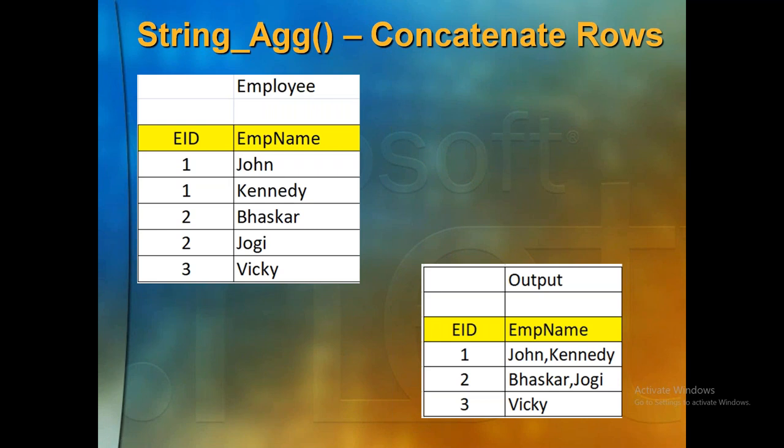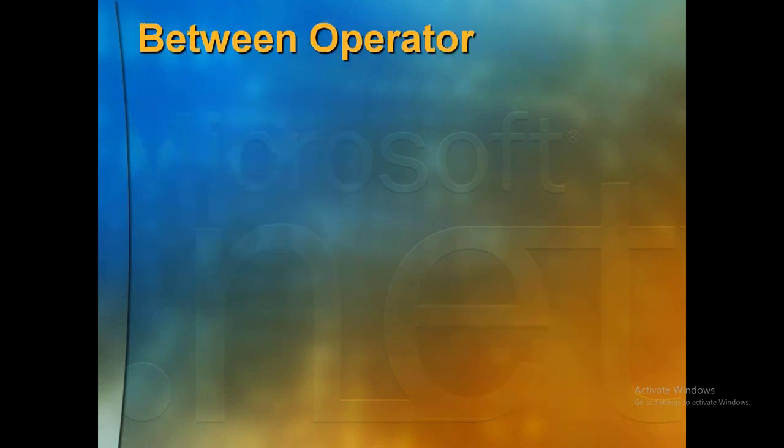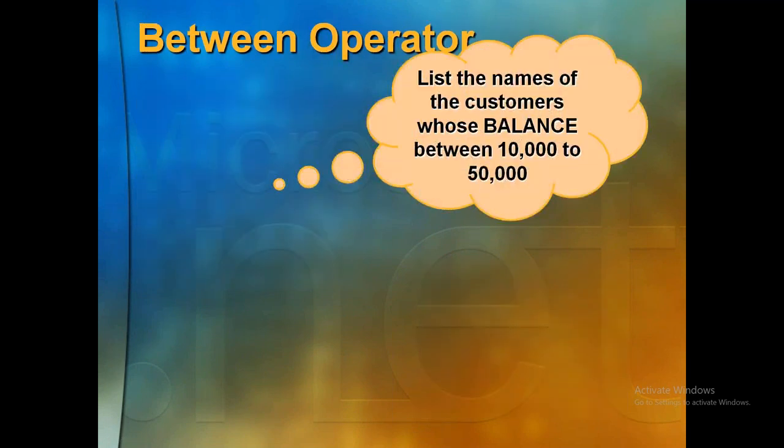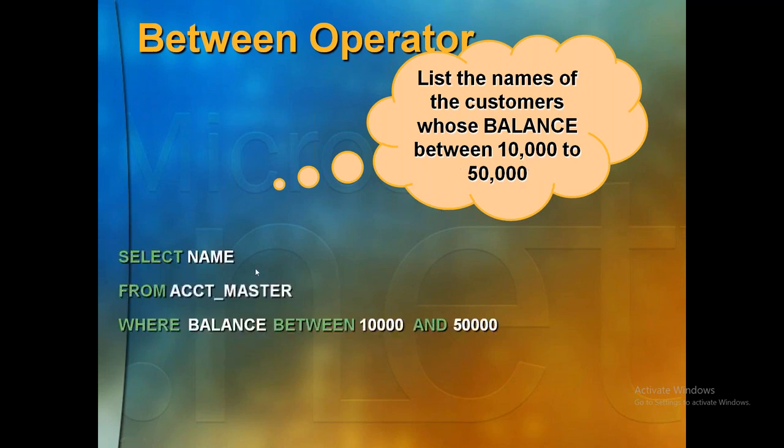So I wanted to go further and let us understand what is a between operator. List the names of the customers whose balance is between 10,000 and 50,000. So select name from account master table where balance between 10,000 and 50,000.